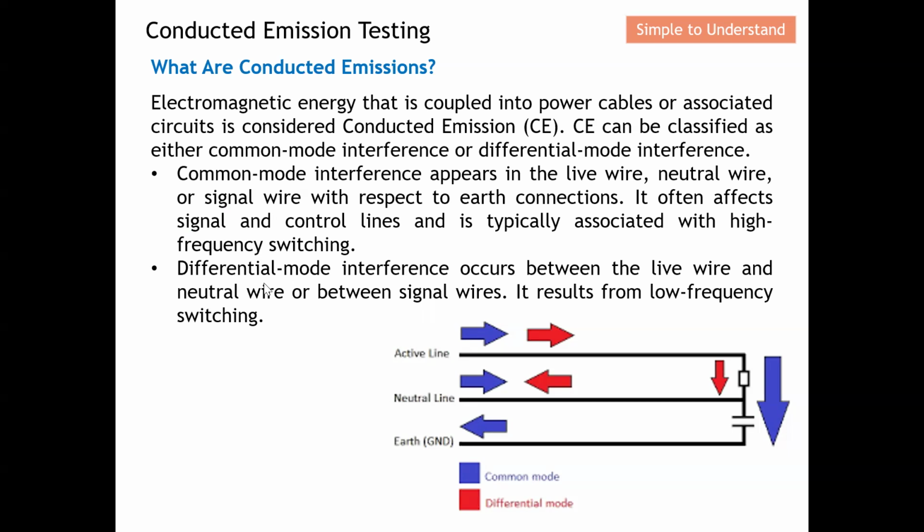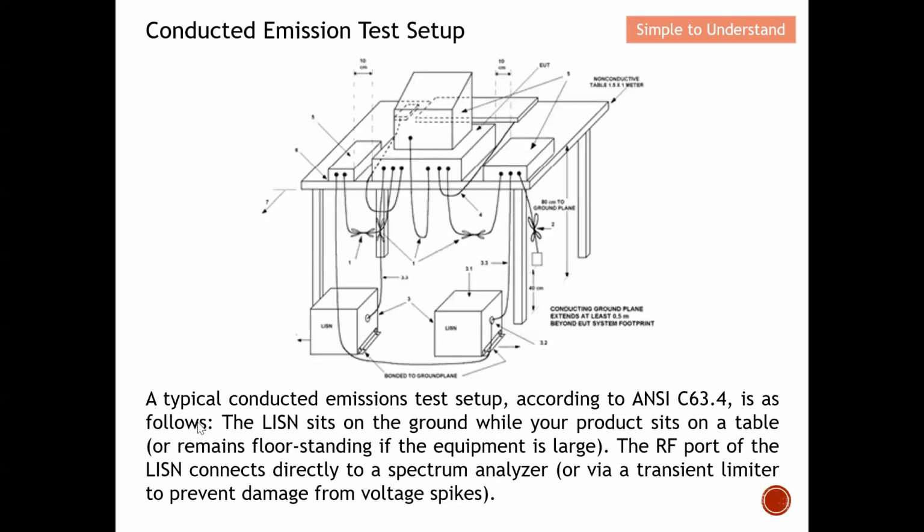So the next one will be differential mode interference. Basically, it occurs between the live wire and neutral wire, or between signal wires, and results from low frequency switching. As for differential, it will be the red arrow. Basically, you can see that for differential, they form a loop. Can you see here? So this is between the live wire and neutral wire. For example, in this case here, between the live wire and the neutral wire, they form this differential mode interference.